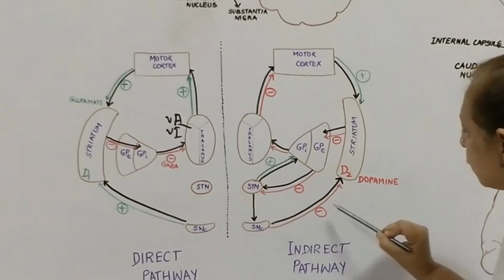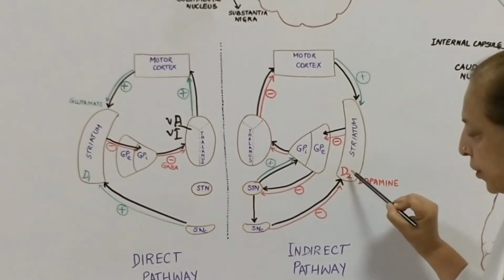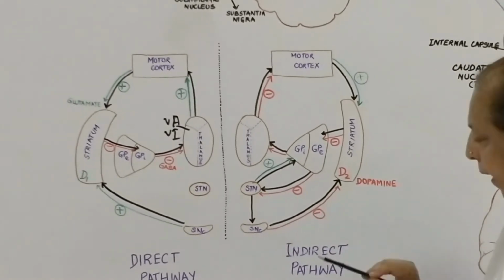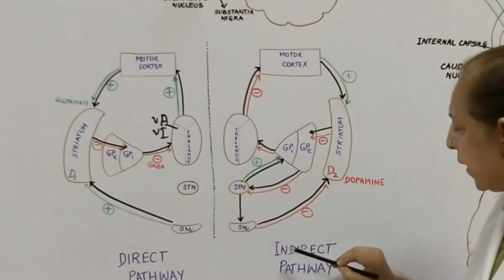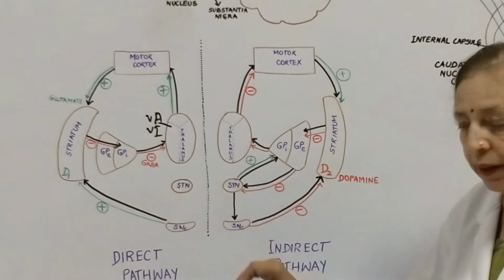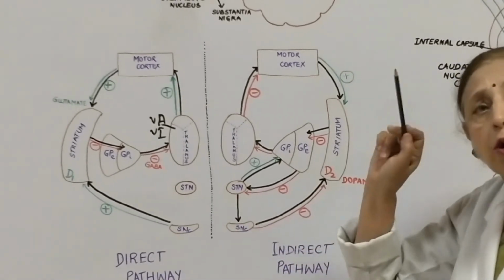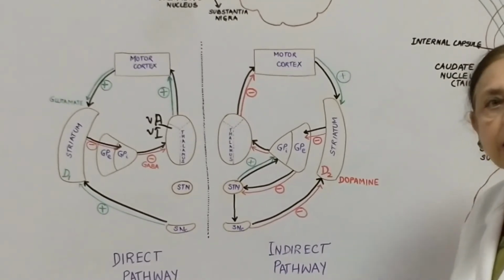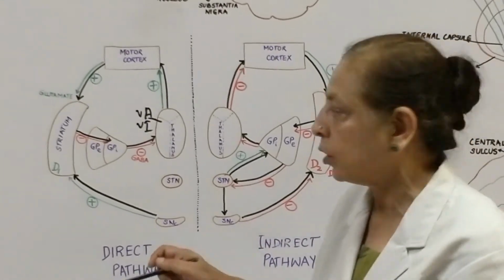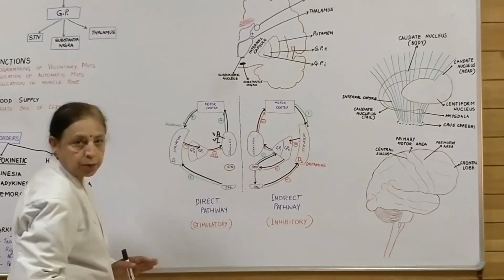And what is the role of dopamine over here? Dopamine is going to act on the D2 receptors, and this is going to inhibit the indirect pathway. Indirect is inhibitory. Okay, so the indirect pathway is going to inhibit movement, the direct pathway is going to stimulate movement. And what is the role actually of the substantia nigra over here? It is going to kickstart the movement. When we say kickstart the movement, it means it is going to initiate the movement. And we will talk about it when we talk about Parkinsonism. So this is the direct pathway and this is the indirect pathway.